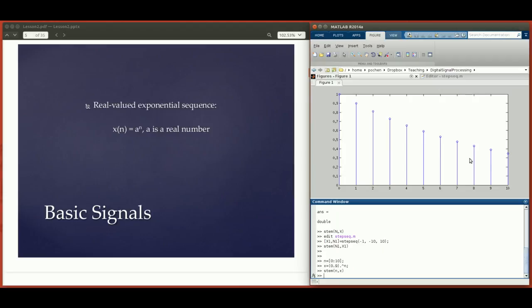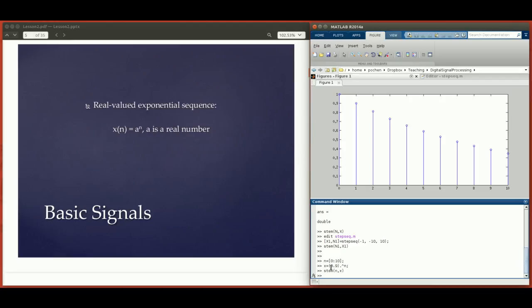So that's going to be the sequence. The first element is going to be 0.9 to the zeroth power, which is 1. The next one is 0.9 to the first power, that's 0.9. Then 0.9 to the second power, that's 0.9 squared, about 0.81, I think, right? And so on, up to 0.9 to the tenth power. So that's what we call a real valued exponential sequence, right?